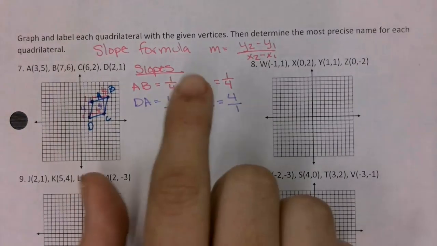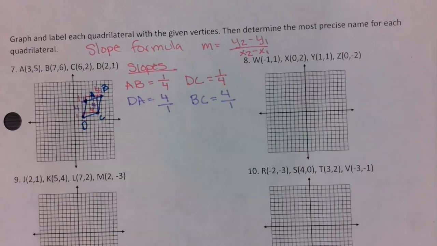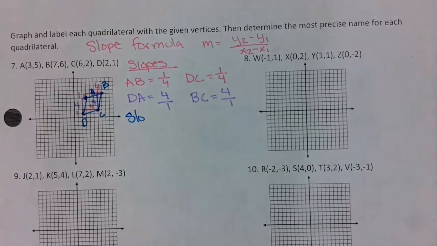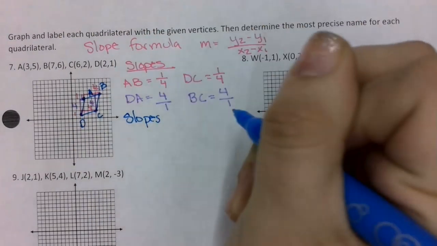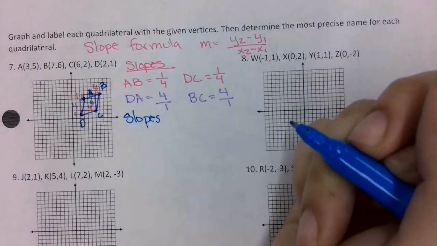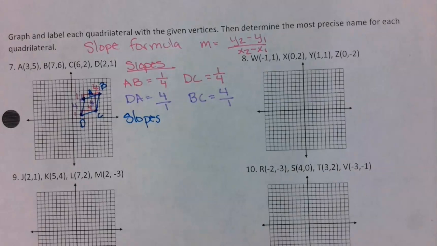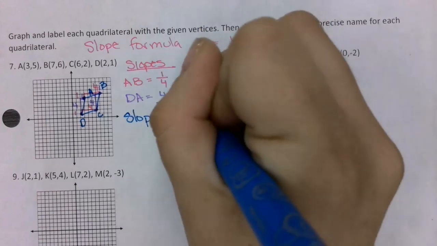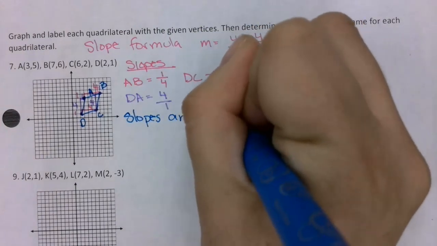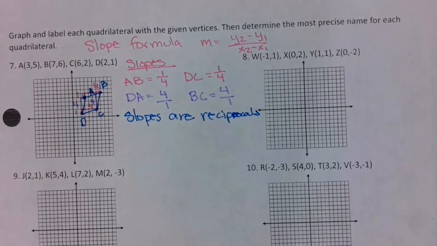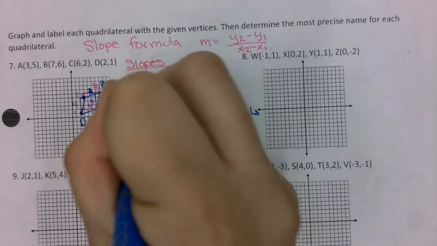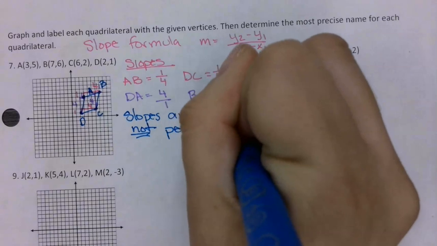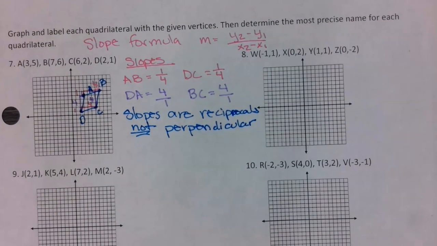So the first thing, since my slopes are opposite reciprocals, it means they're perpendicular. Let's take away this thing. Wait. No, they're just opposites. Reciprocals. So they're not perpendicular? So it's not a rectangle.